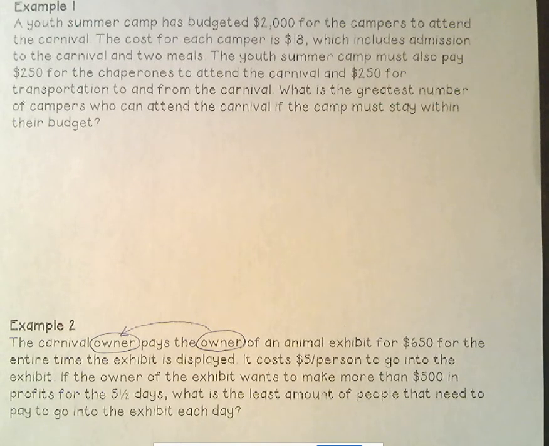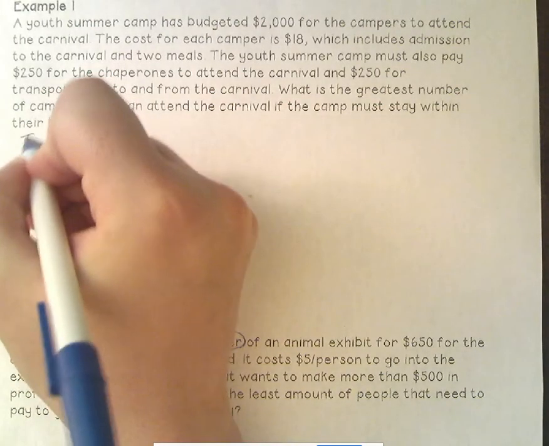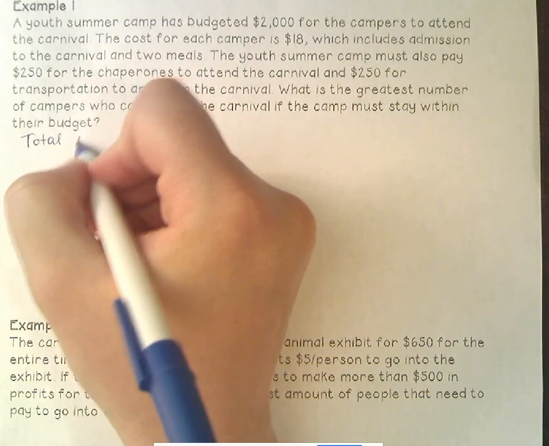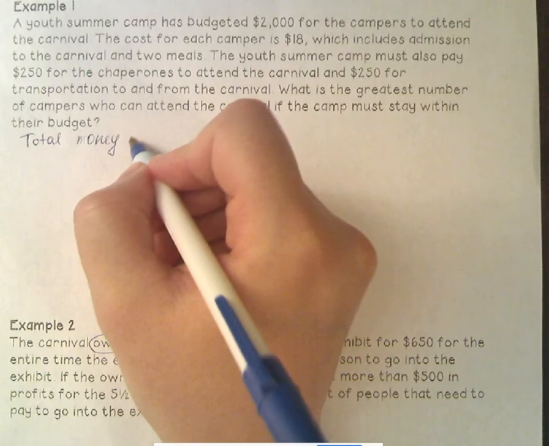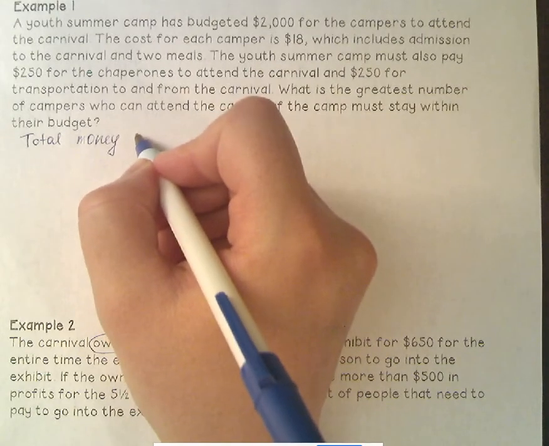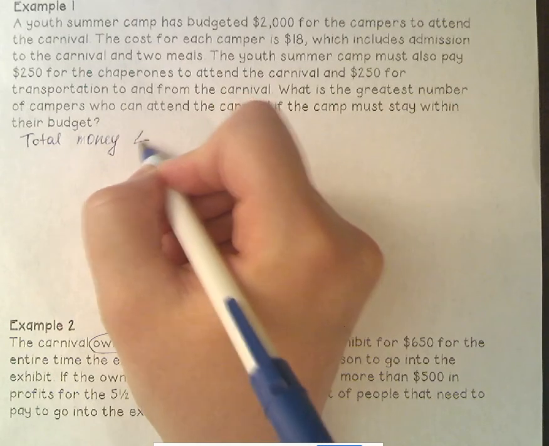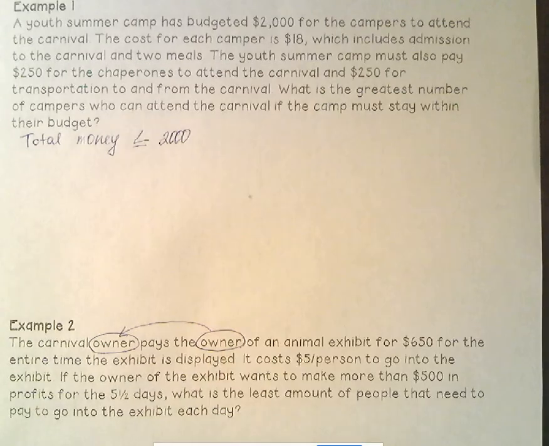Here we have a strict budget which we cannot exceed. We have $2,000 for everything. So our total money that we have is at most $2,000. So we cannot spend more. It will be less than or equal to $2,000. That's how much money we have.